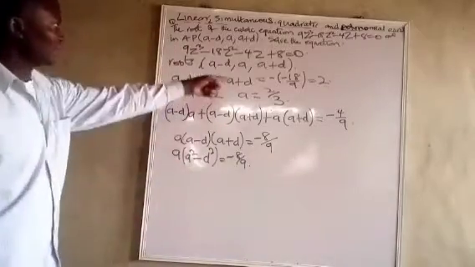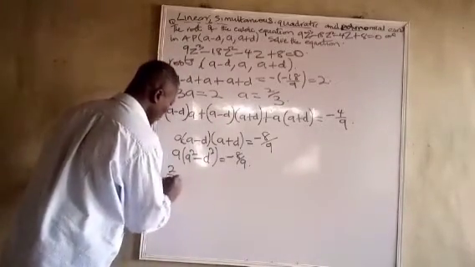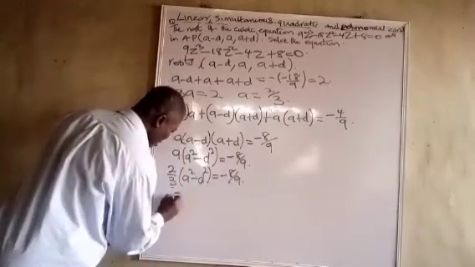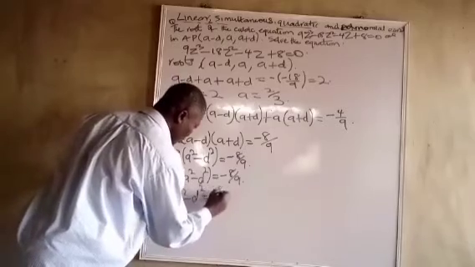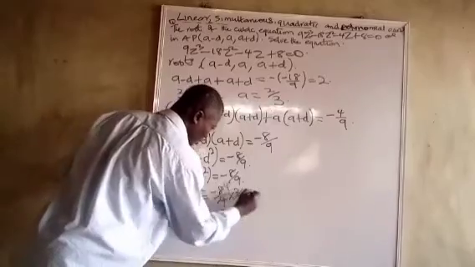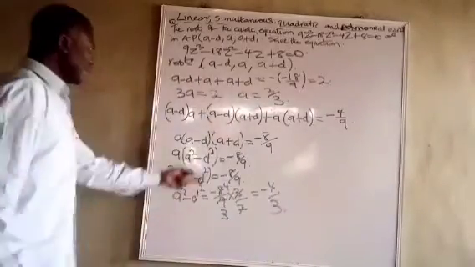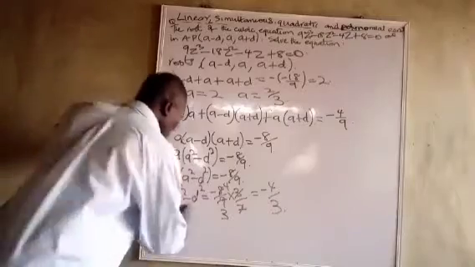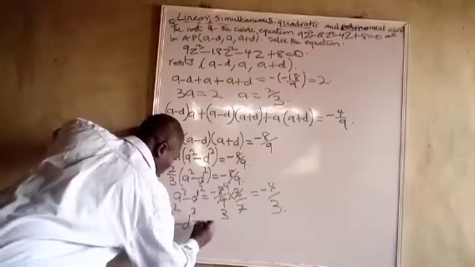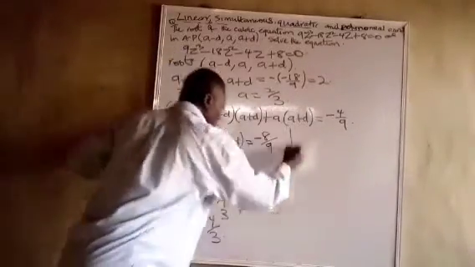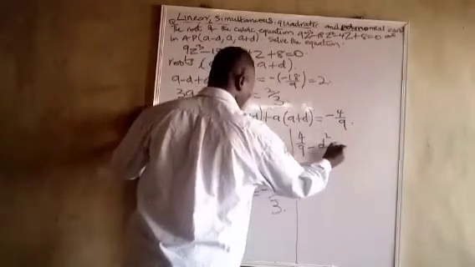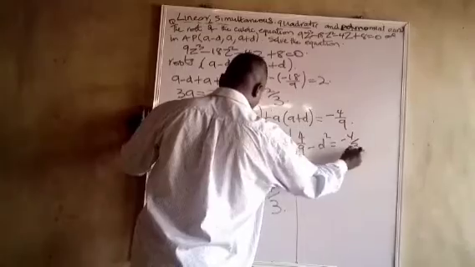And we know what our a is, 2 over 3. So we can say 2 over 3 into a squared minus d squared is equal to minus 8 over 9. So a squared minus d squared is equal to minus 8 over 9 times 3 over 2. So this one is 3, this one is 4. That is minus 4 over 3. Again, you know what our a is, 2 over 3. So we can now say 2 over 3 squared minus d squared is equal to minus 4 over 3. So that is 4 over 9 minus d squared is equal to minus 4 over 3.